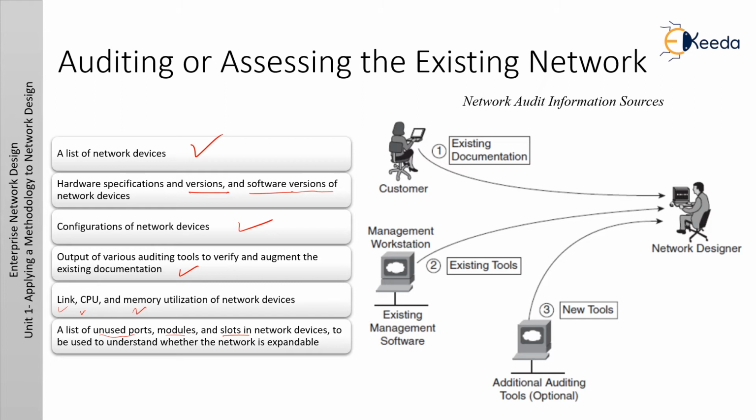So in this diagram, we have shown the process. Network audit information sources: first, existing documentation is used, and then the network designer checks using existing tools and the management workstation's existing management software. Using all these things and the existing documentation, it will be compared and the design for new tools will be made. So this comes under network audit information sources.